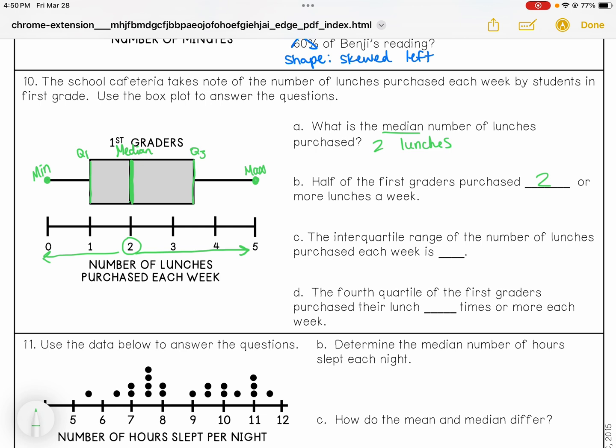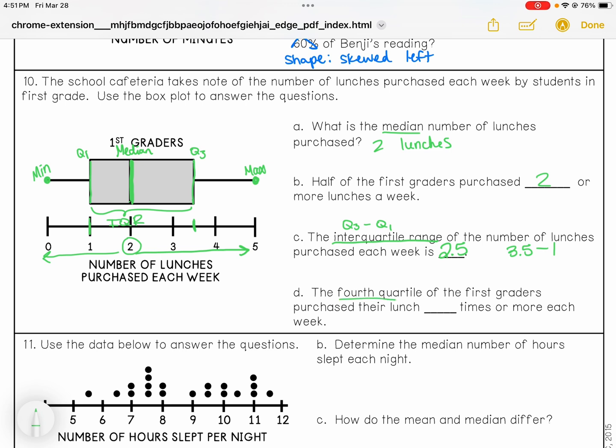The interquartile range of the number of lunches purchased each week is, now if you remember, interquartile range is Q3 minus Q1. So we see Q3 here. Q3 is 3.5 minus Q1, which is 1. So 3.5 minus 1 is 2.5. Now this whole box actually represents the IQR. So it's the distance from here all the way to where Q3 is.